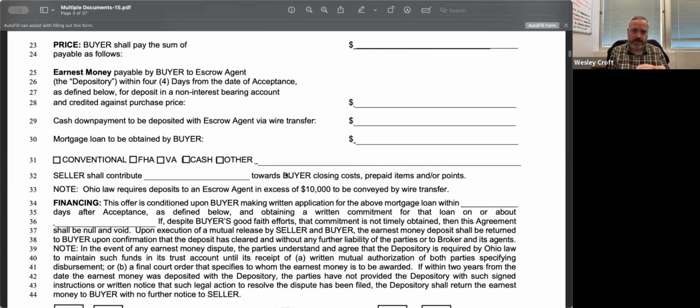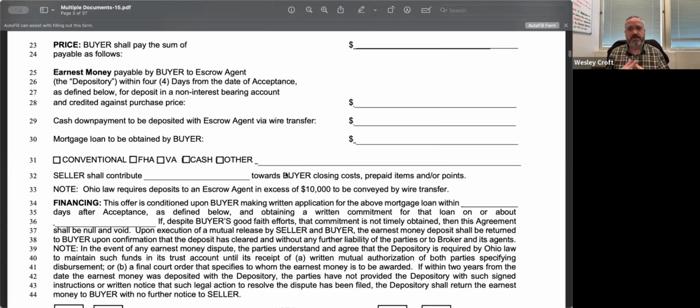We can go over that math again in a little bit, but I just wanted to at least introduce it to you now. So what you do is you then go to line 30. So the mortgage loan to be obtained by the buyer. In our example, you've got a $100,000 purchase price. You have 20% that you're putting down, so you're left with 80%. So 80% of $100,000 is $80,000. That is how much their mortgage loan is going to be. That's how you do that math.